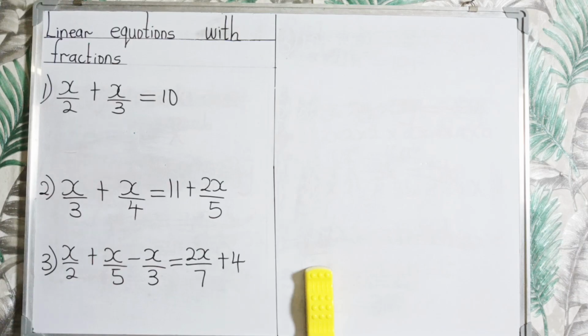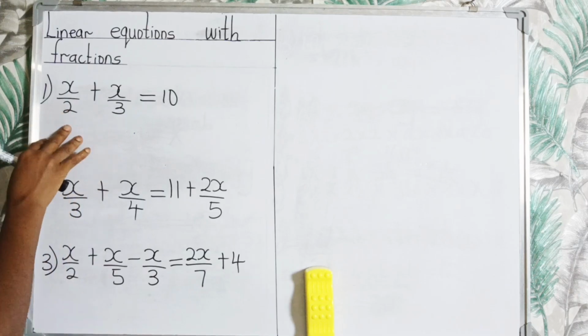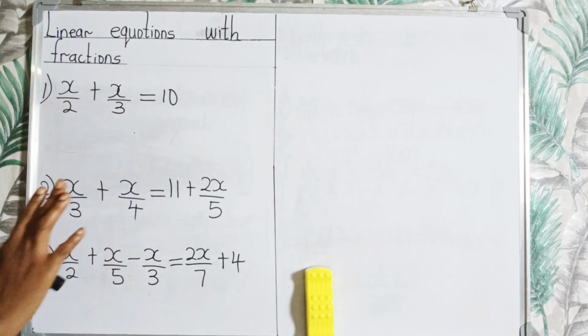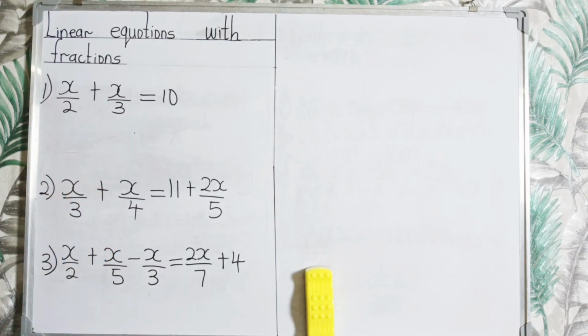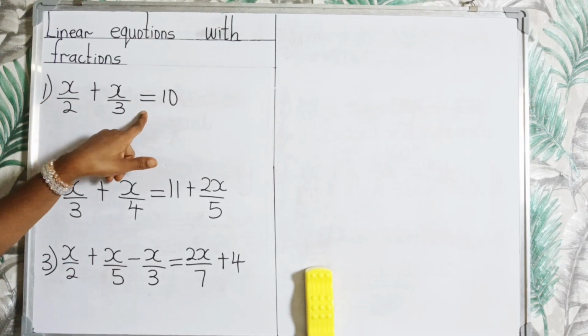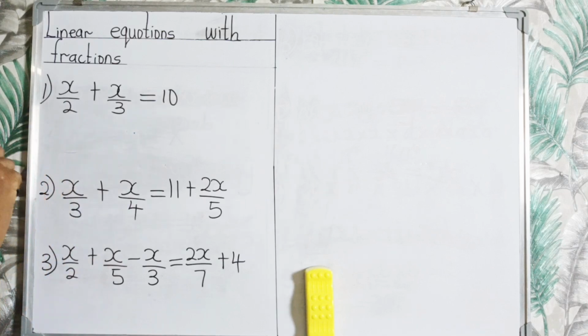So today I'm going to show you how to make these fractions disappear so you can solve these equations easy, fast, and stress-free. Okay, so we have question number 1. We have x divided by 2 plus x divided by 3, and this is equal to 10. And we have to simplify this equation.